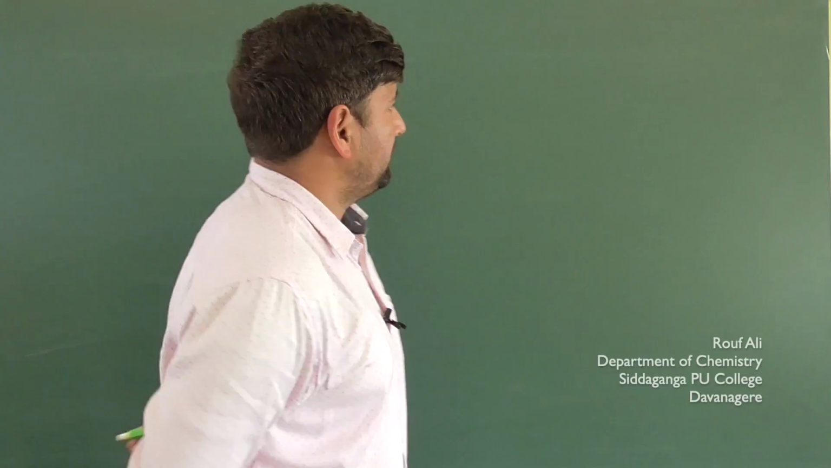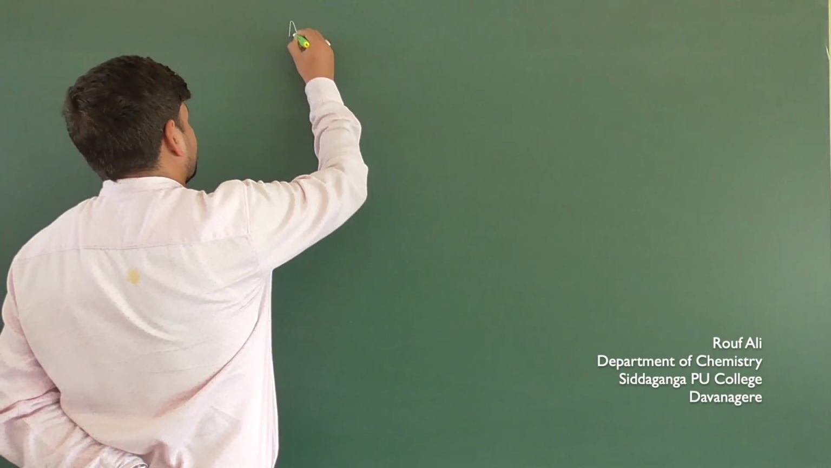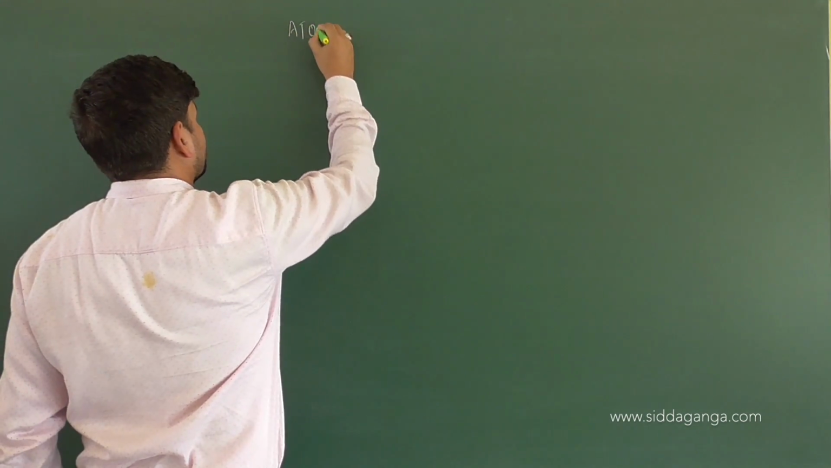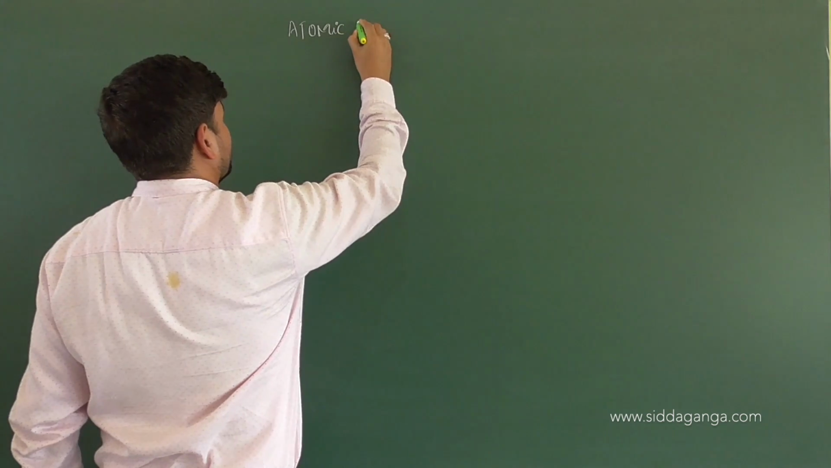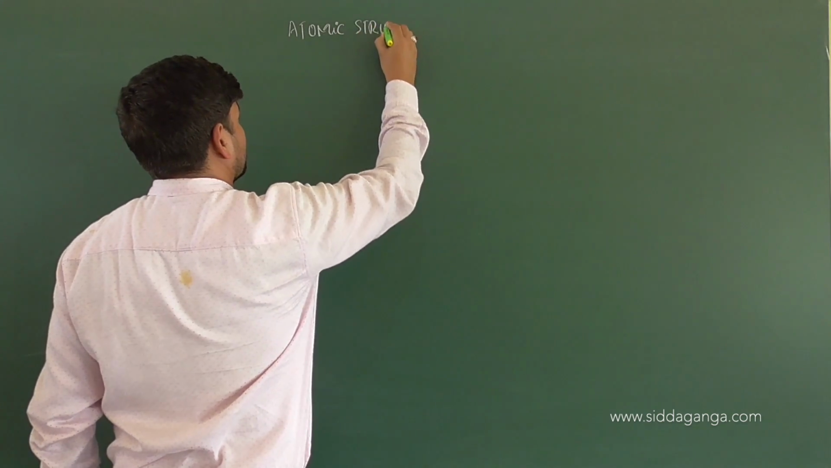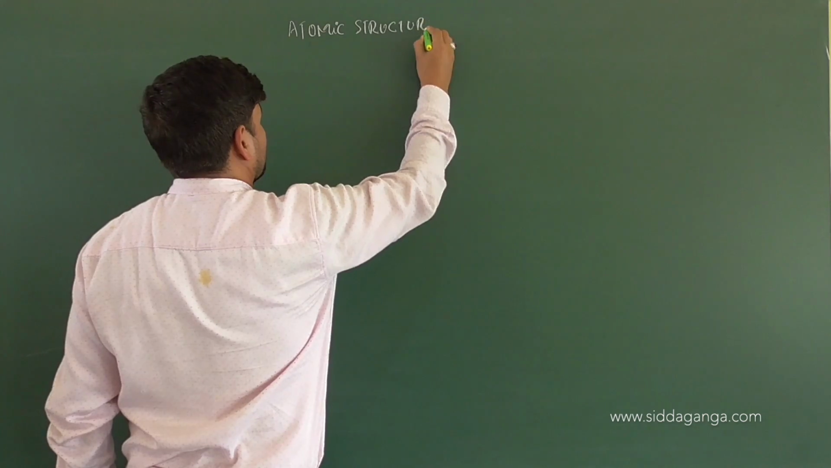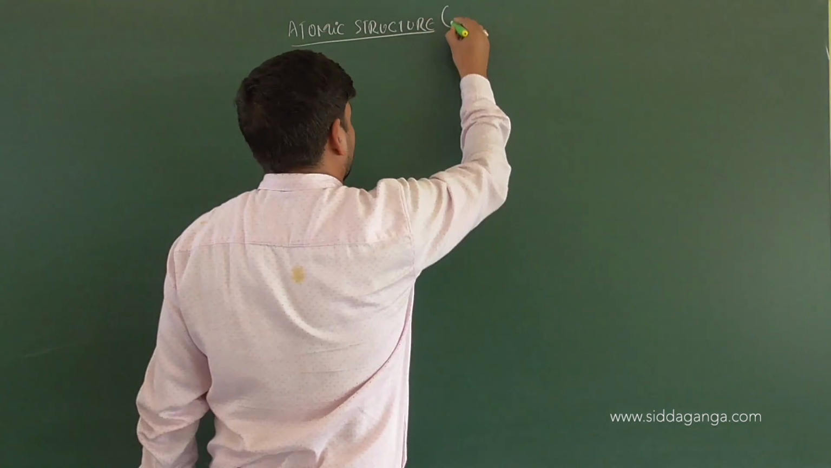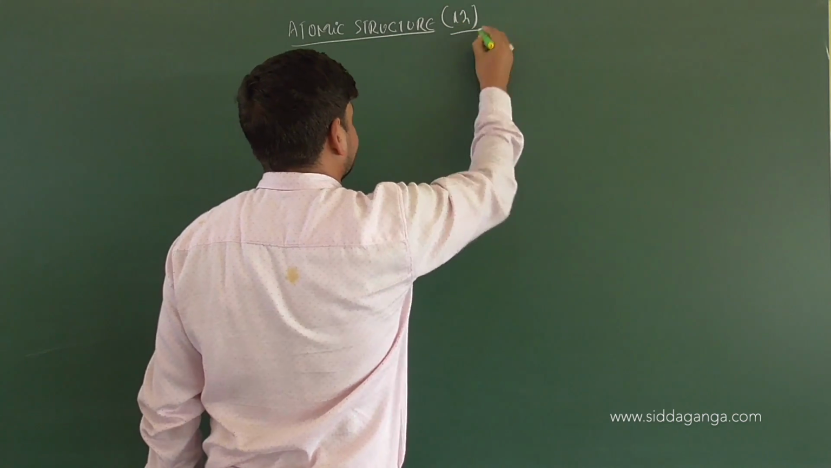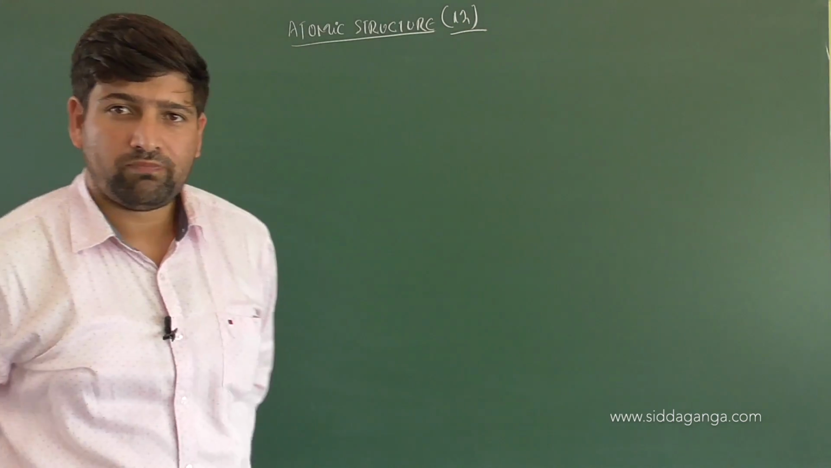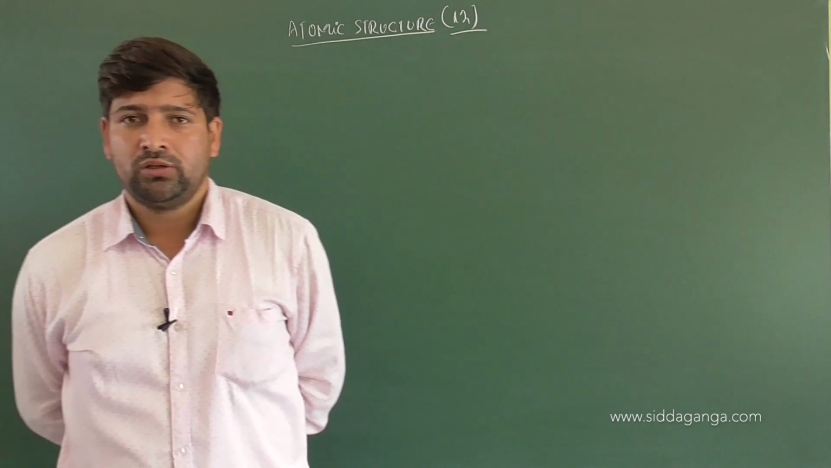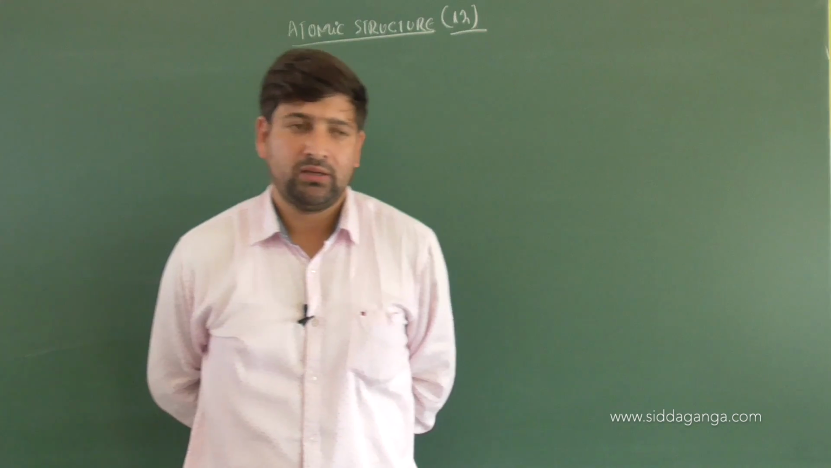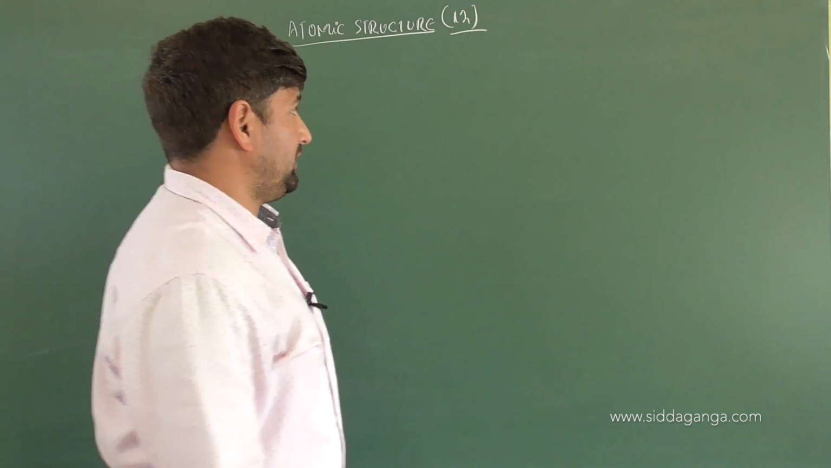Hello children, we are discussing atomic structure. And we are in part 12 of this chapter. Atomic structure. So in our last class, we discussed the Rydberg's formula.